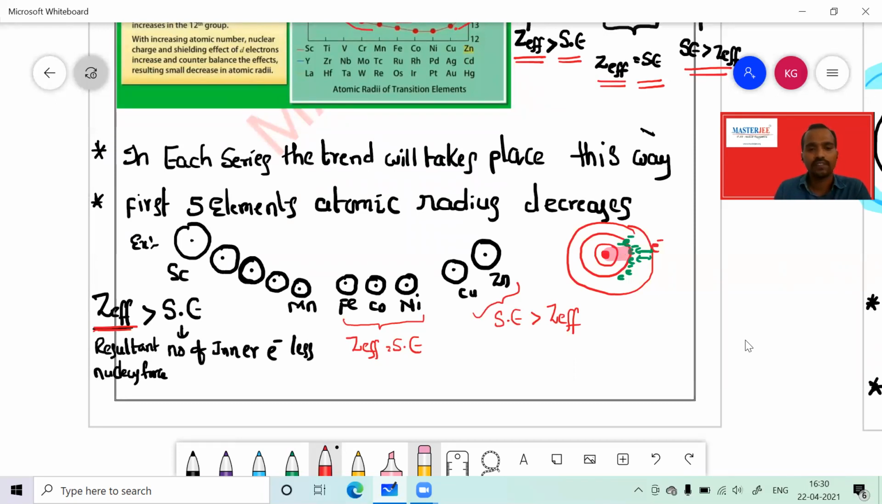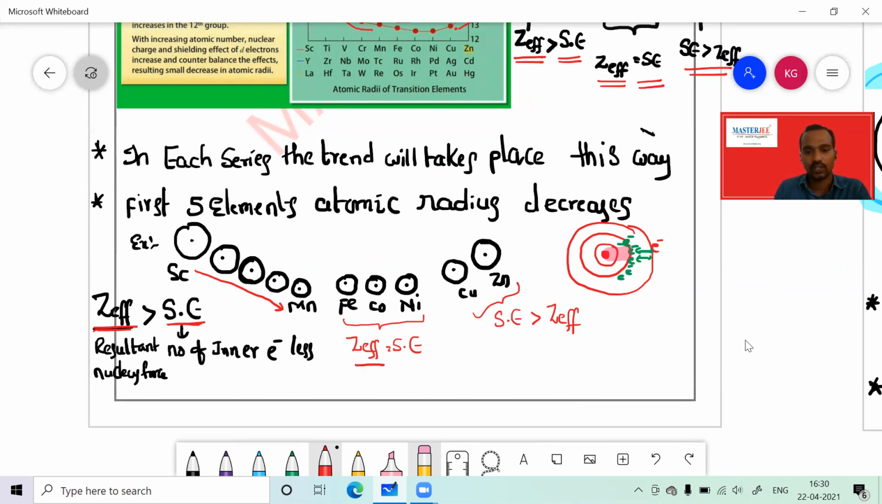Screening effect I already told: the electrons present in the inner shells screen some of the nucleus attraction forces, and that is called the screening effect. Where effective nuclear charge is high compared to the screening effect, the atomic radius gradually decreases due to the attraction of the nucleus on the outermost electrons.